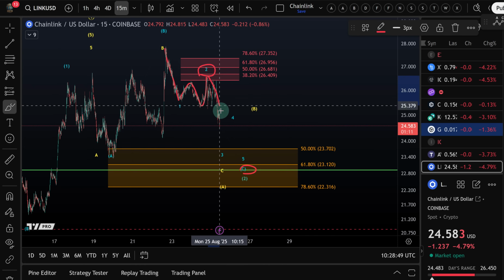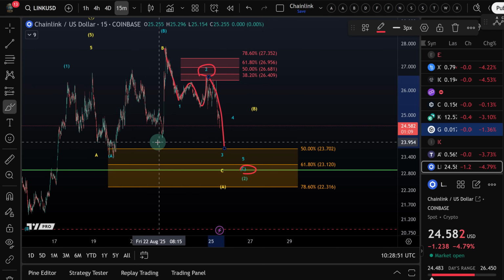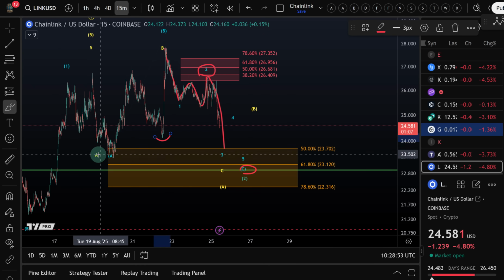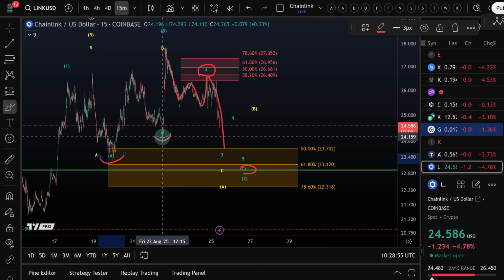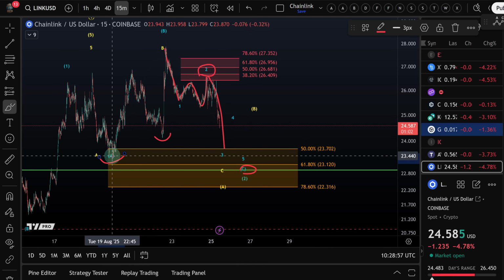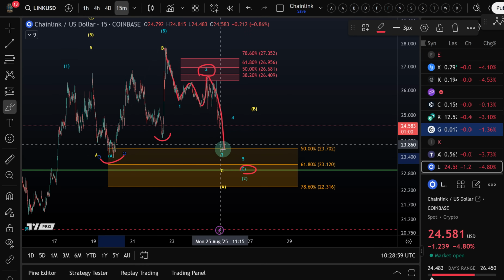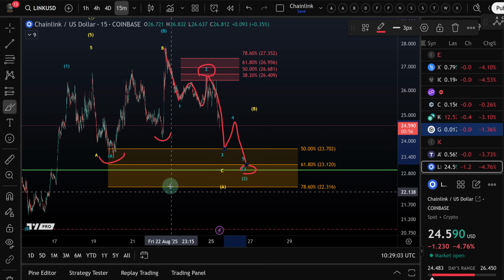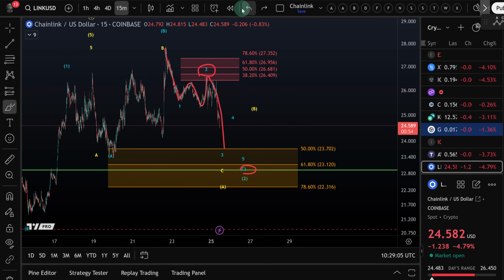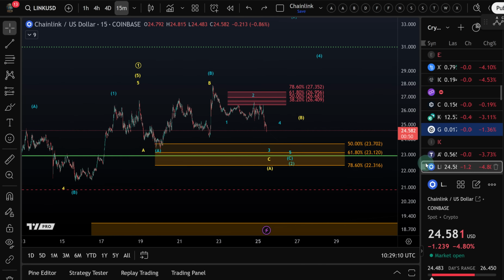And now we are likely in this third wave, so should see a bit more downside, potentially to test these previous swing lows here, around $24.15, to $23.50. Then we could get a bounce in wave 4 and a decline in wave 5. This is typically price action that frustrates a lot of people. I can see that, I can feel that.